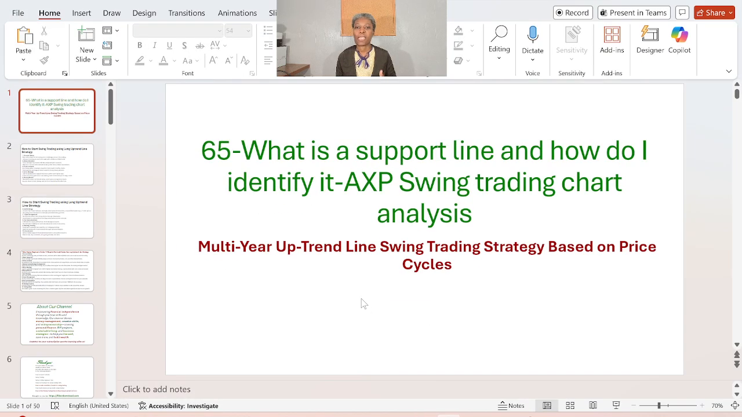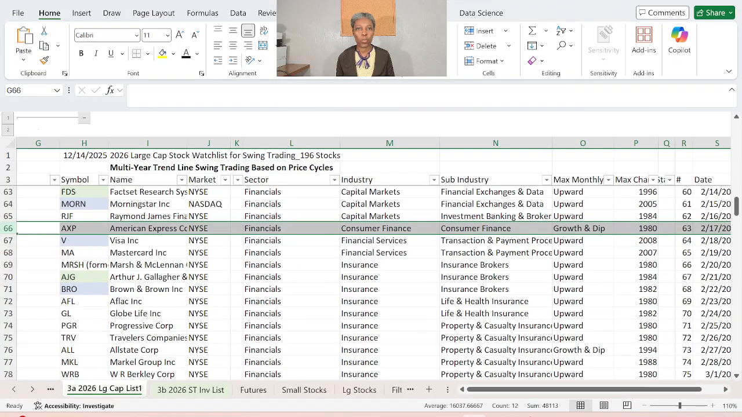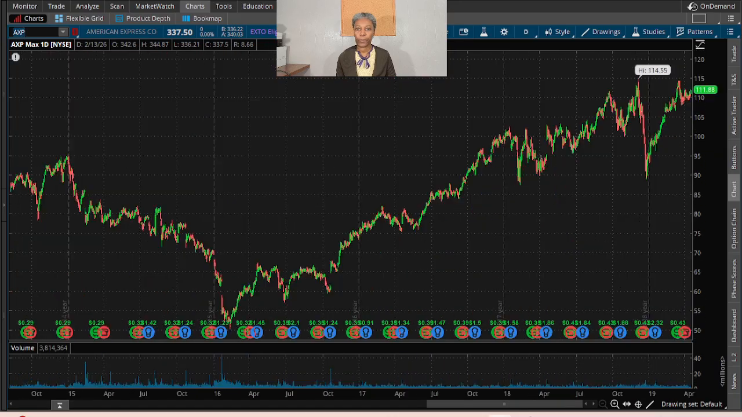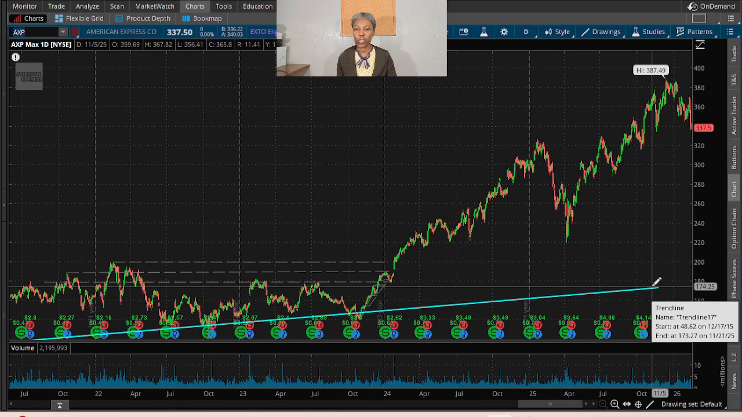Hello, what is a support line and how do I identify it? Well, today is February 17, 2026. We are going to analyze AXP, so let's pull the chart for AXP.